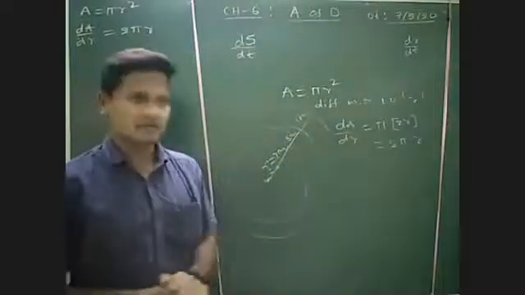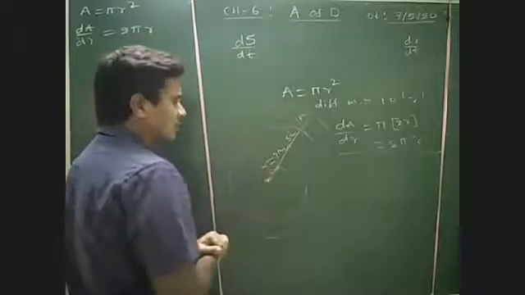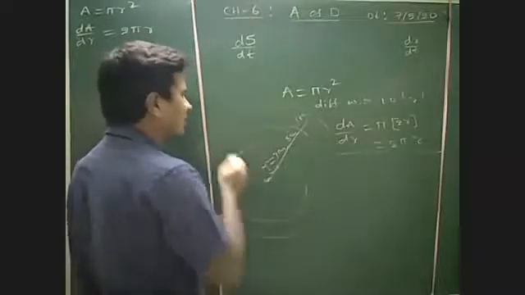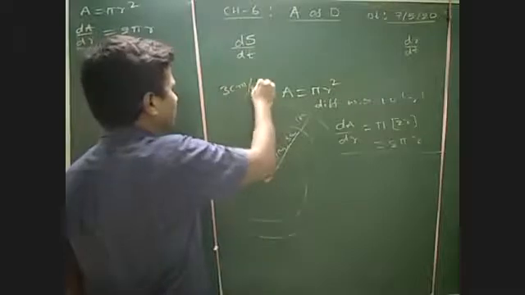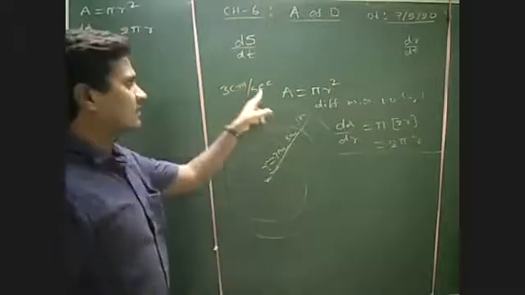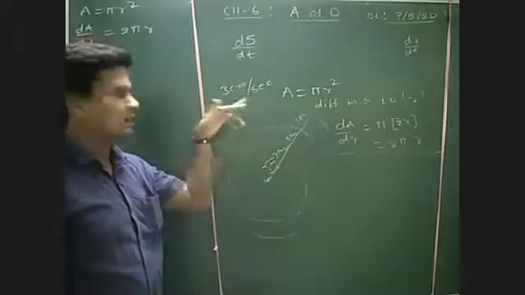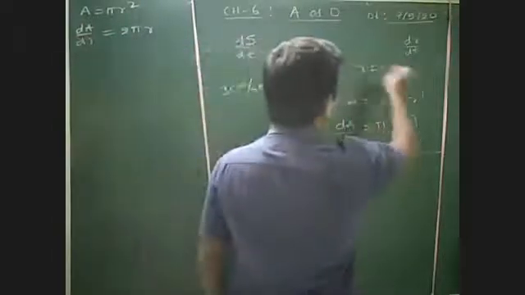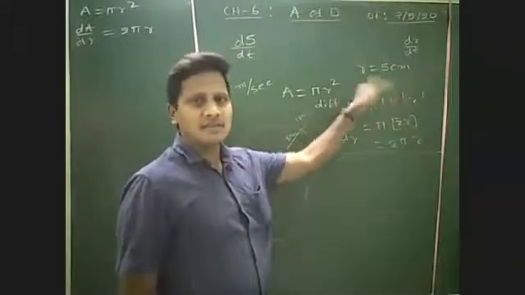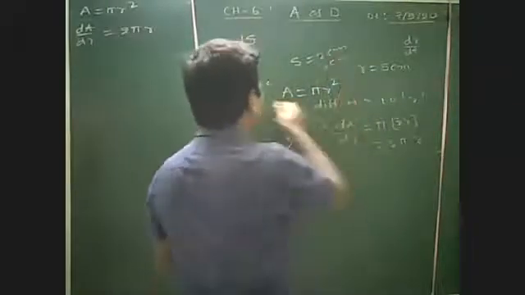Another way is how they will ask. The rate at which the radius is changing is 3 centimeters per second. Look here: I wrote centimeter per second, which means the change of length. Generally I will write the radius is 5 centimeters, 1 centimeter. Distance s may also be 2 centimeters, 3 centimeters, like that. We cannot write by second.